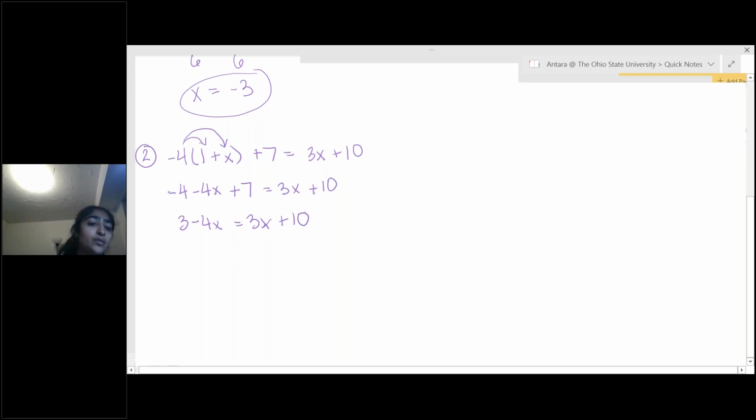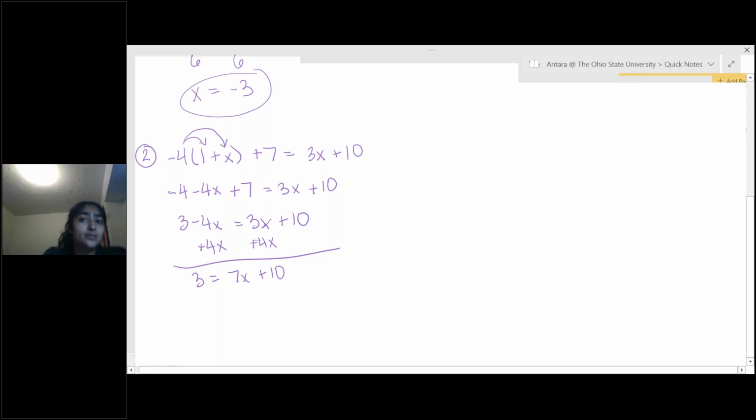So we have to do the inverse operation, which means we add 4x to both sides, and we get 3 equals 7x plus 10. Now that we have only one variable term, we need to isolate that variable term. To do that, we subtract the 10 from both sides. Then it becomes negative 7 equals 7x.